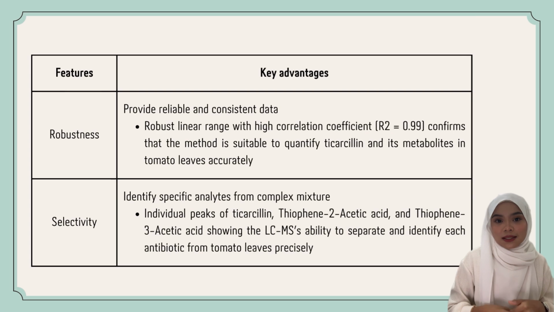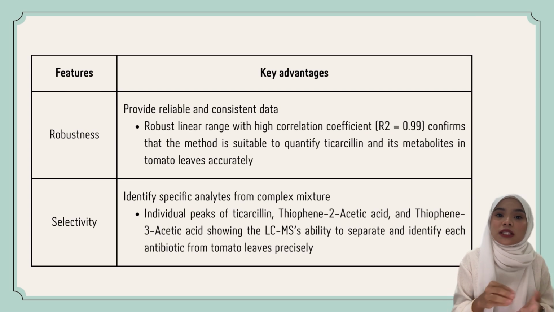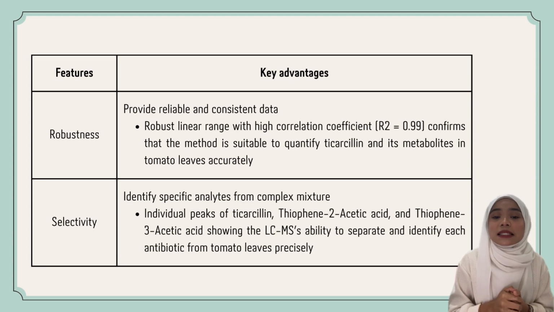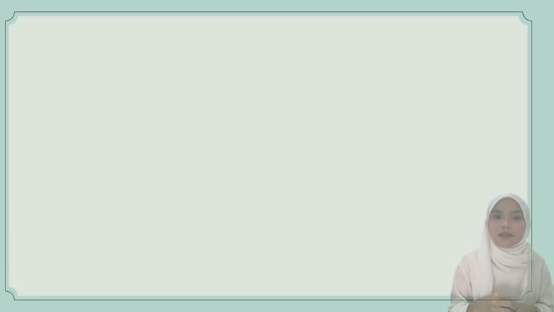Next is the robustness. LCMS provides reliable and consistent data under different system conditions, and remains unaffected by even small changes. Lastly, the selectivity. LCMS is able to differentiate and identify specific analytes from complex matrices. Selectivity is very important for accurate quantification in complex samples. The chromatographic columns and mobile phase are the key to enhancing the selectivity.